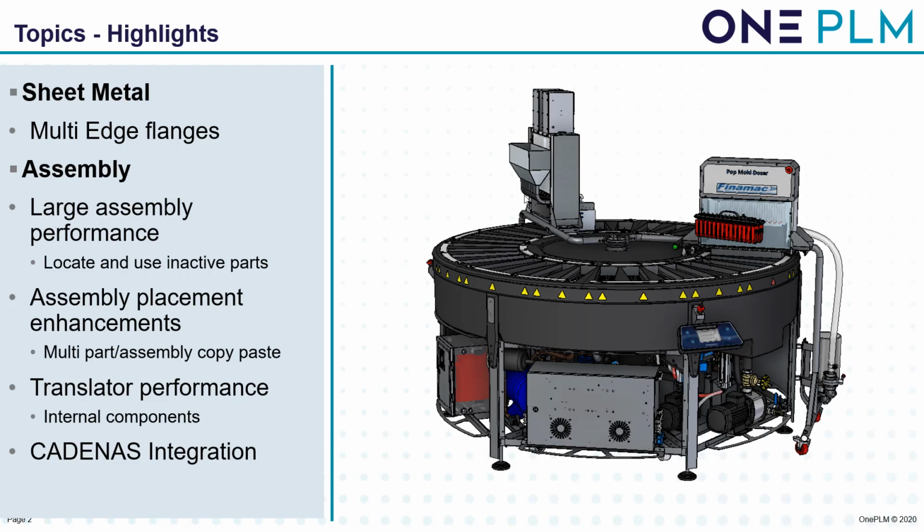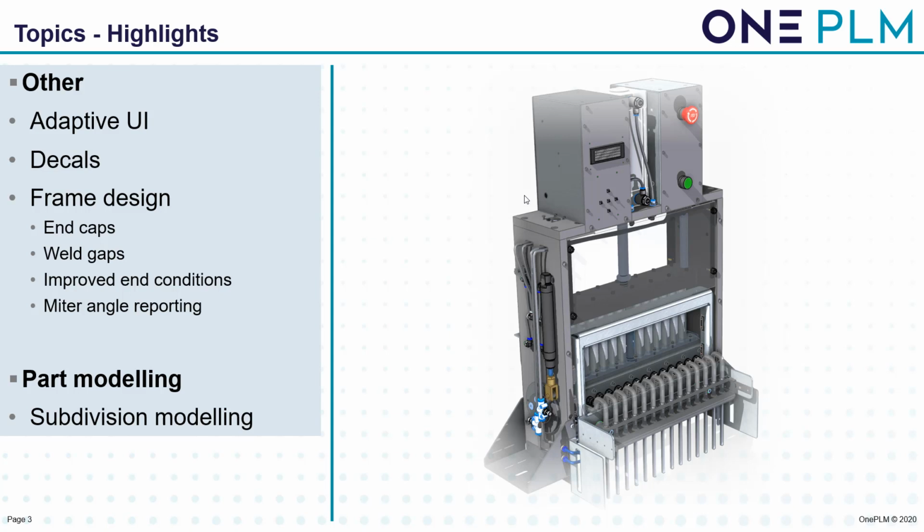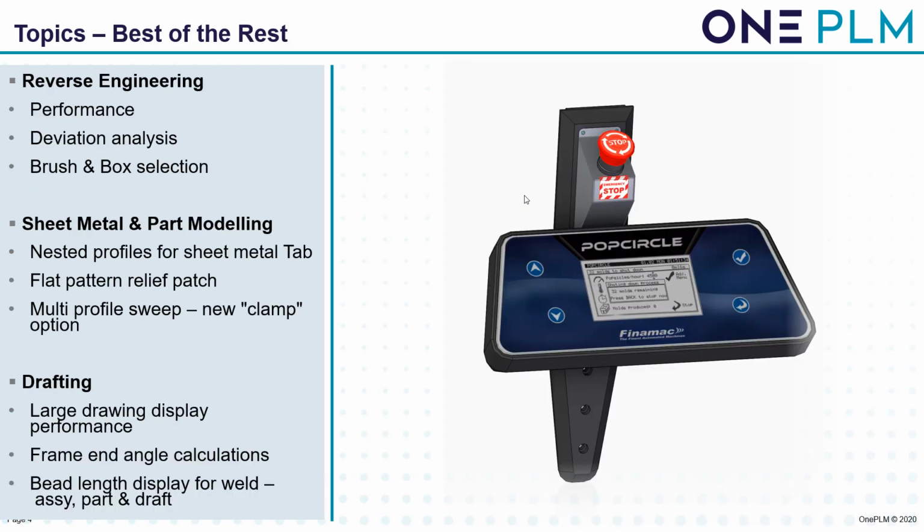We've got a CADENAS integration, and then other things: adaptive UI, decals for parts, some frame design enhancements, and the big one for me, part modeling using subdivision modeling. We've got some reverse engineering options, both performance and a new tool for deviation analysis, and brush and box selection on several of the tools. Within sheet metal, we've got some options.